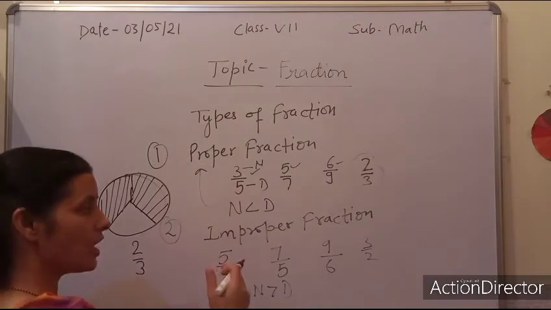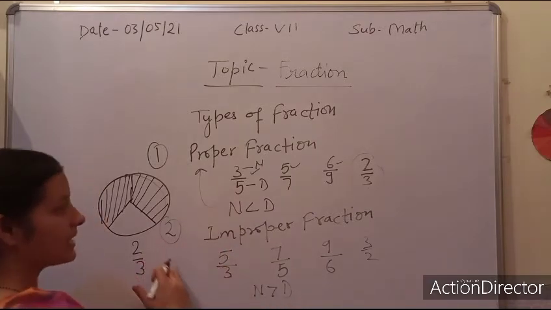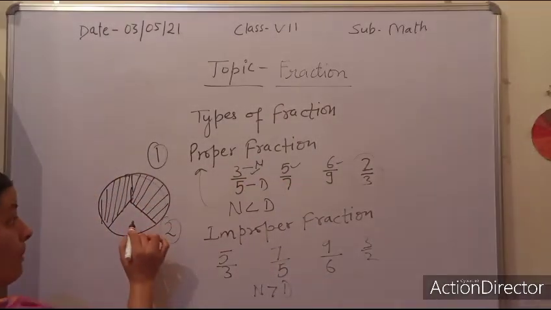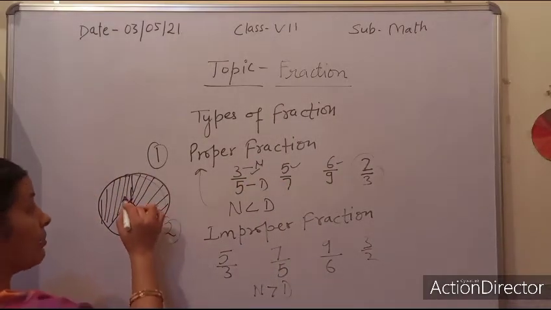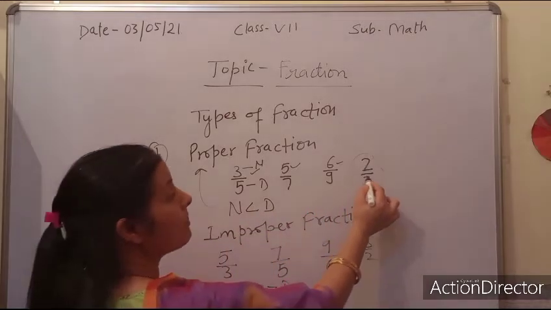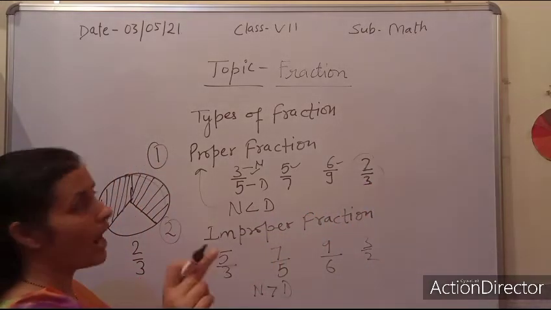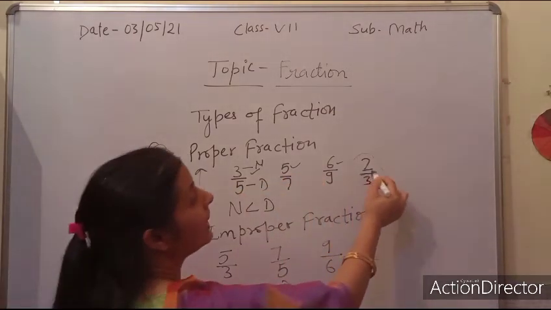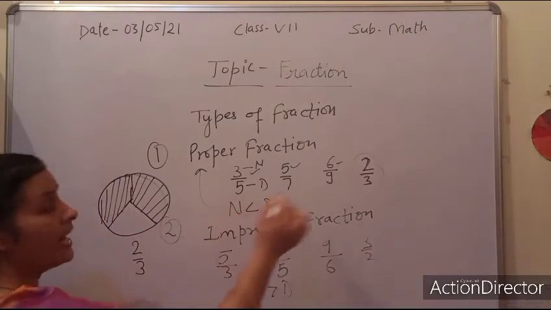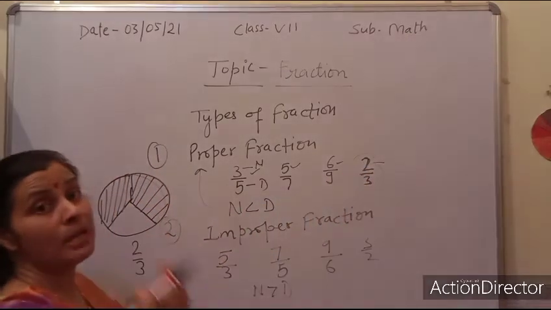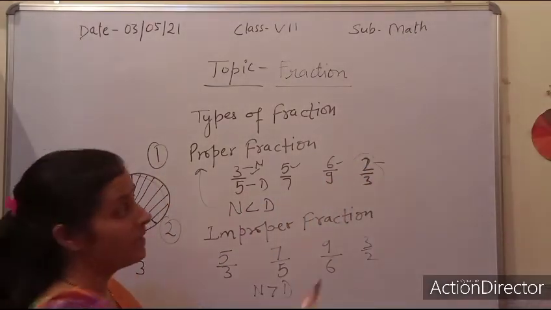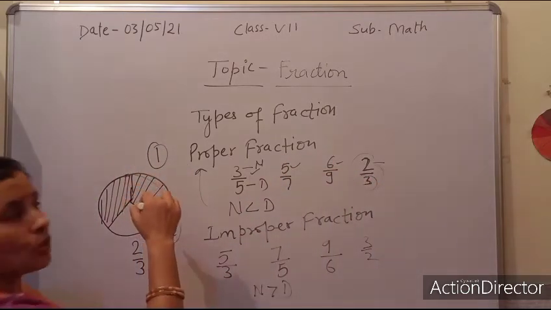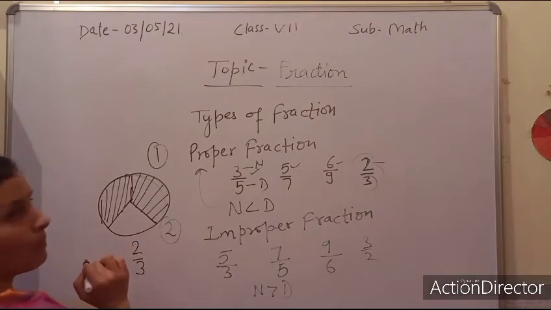Now I am explaining the example of improper fraction, and why it is improper. In a proper fraction, the denominator represents the equal parts, how many equal parts you have to make. And the numerator shows how many of these parts you take or shade, while the denominator shows the equal parts of a unit. Understood?